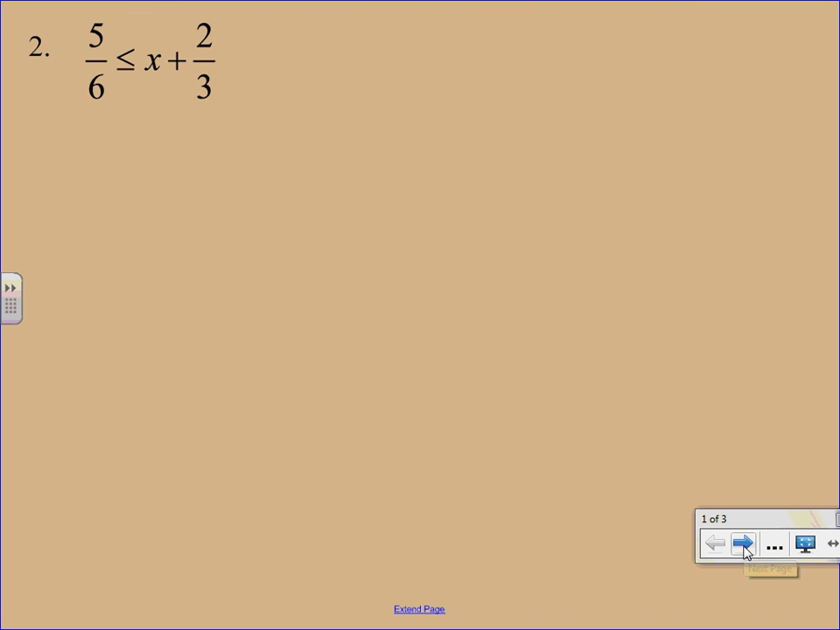Next example, we have a fraction, and I know many of you do not like to work with fractions, so we can do the clearing method on this one. We're going to multiply everything through by 6, because that would be our common denominator. So 5 over 6 times 6 ends up being 5. Those 6's are going to cancel.